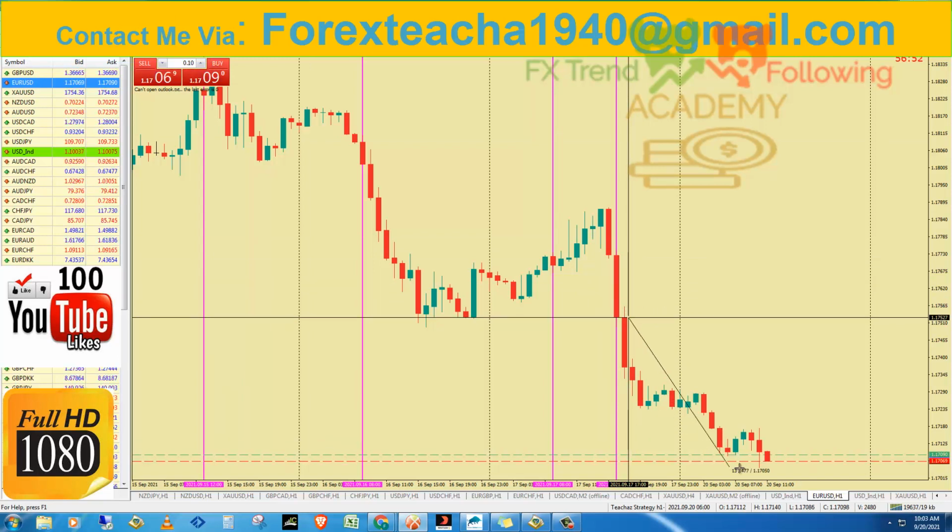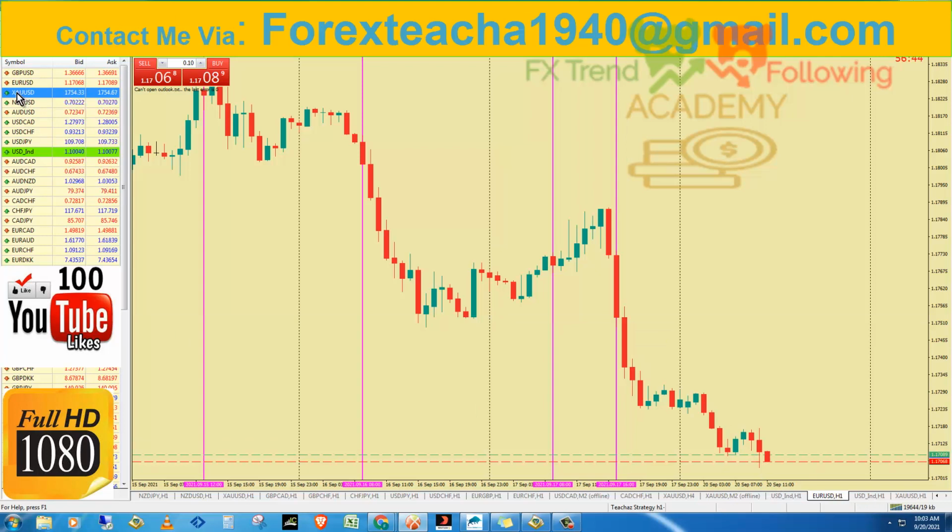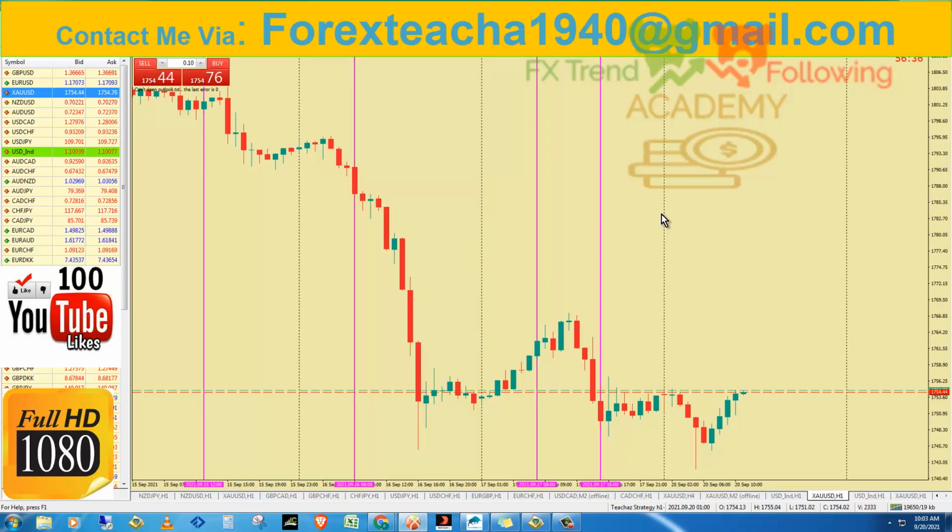It went down all the way about 47 pips. If you go also to gold, because this is a symbol for gold, XAU USD, we expect it to be doing the same thing. All right, we expect it to be going down.